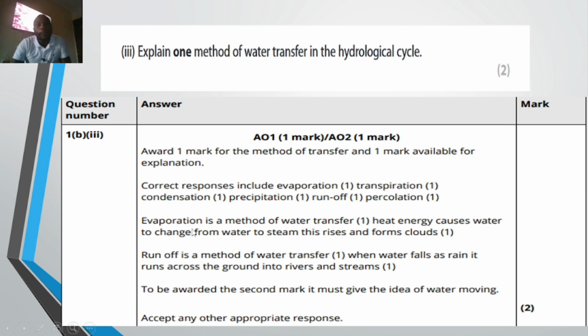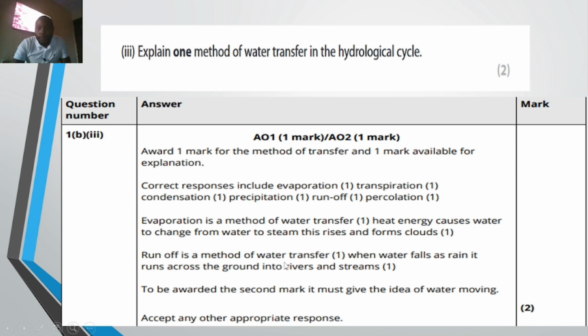For example, evaporation is a method of water transfer. That is one. And then you explain now: heat energy causes water to change from liquid to steam. Then you see that when you pick one and then explain it, you are going to get a point.